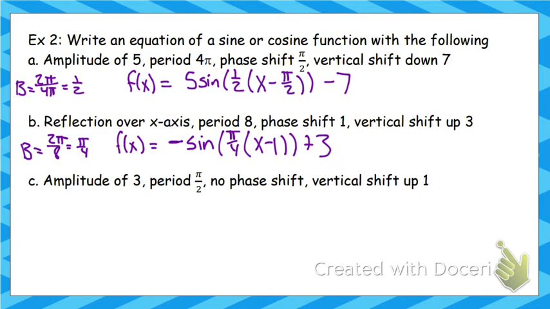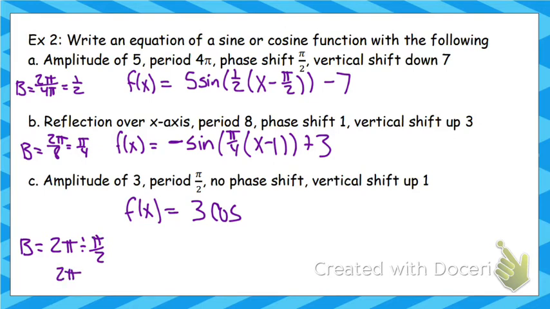All right, last one. If you feel comfortable, pause the video, try this one on your own. So I'll do cosine this time just to make it different. It really does not matter. I'll do amplitude's 3, cosine. The b value is 2 pi divided by pi over 2. So 2 pi over 1 times 2 over pi. So the b value is 4.